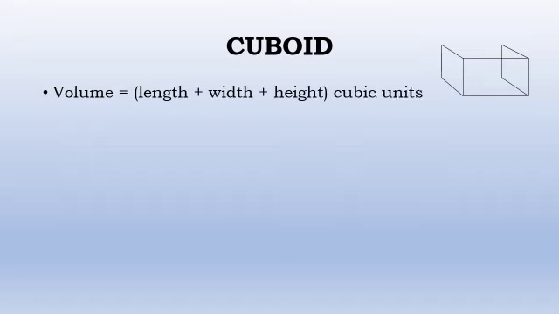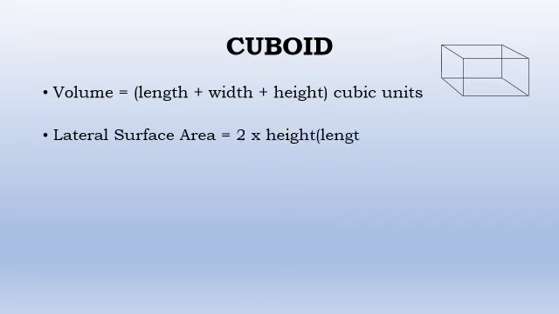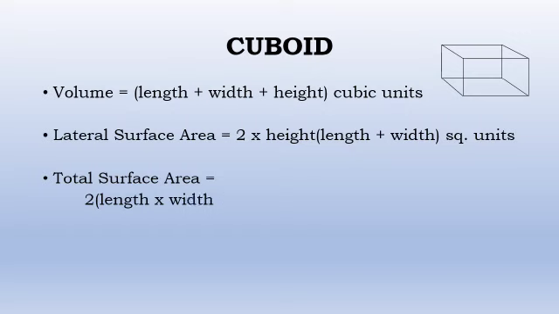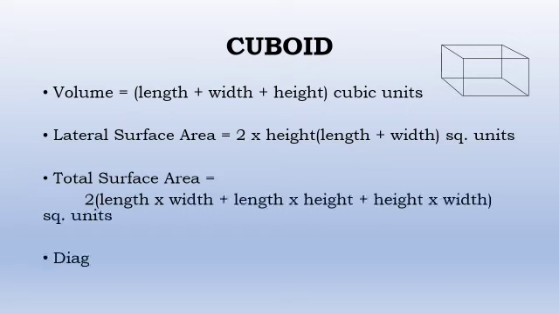Cuboid. A cuboid is a 3-dimensional solid object bounded by 6 rectangular sides. The volume is given by the sum of length, width and height. The lateral surface area is given by twice height times the sum of length and width. The total surface area is given by twice the sum of length height, and height width. The diagonal length is determined by the sum of squares of length, breadth and height.